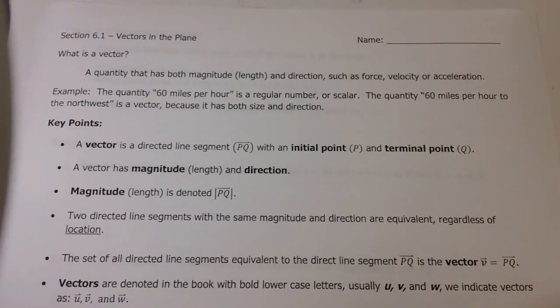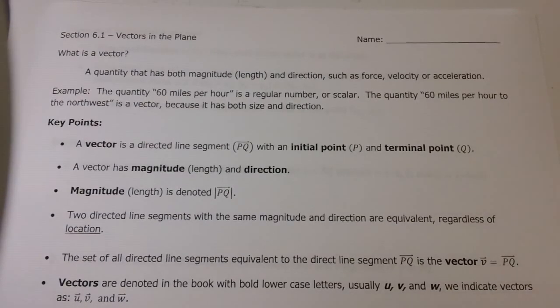Alright, in this video we're going to talk about vectors, and we're going to start with just defining what a vector is. A vector is a quantity that has both magnitude and direction, such as force, velocity, or acceleration. When we use the term magnitude, we're talking about the length, and then it has a direction as well.